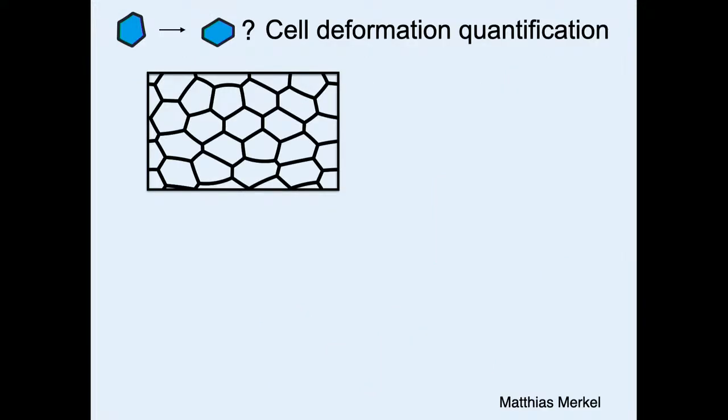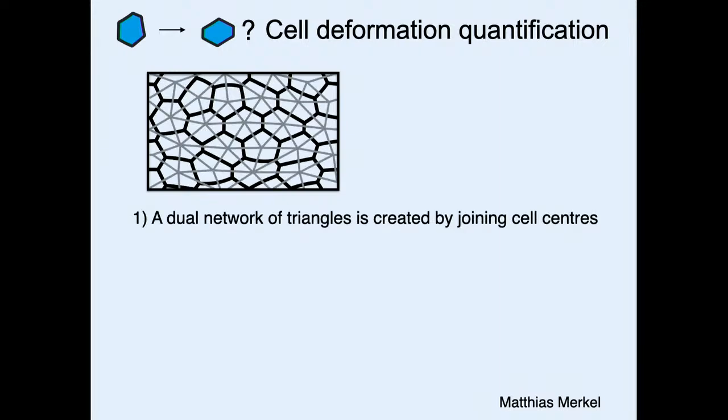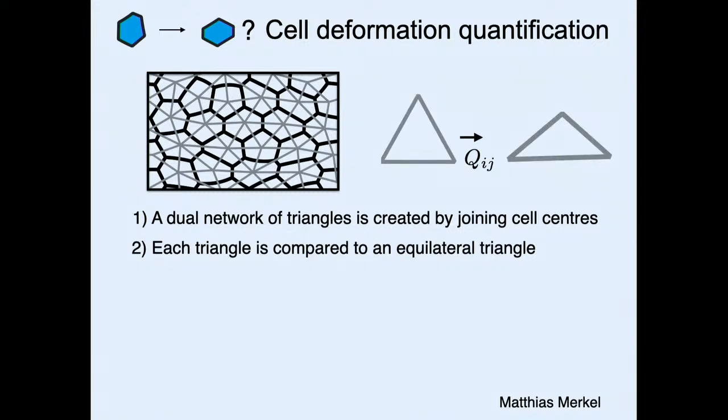How should I quantify on average how each cell deformation is happening over time? That is a little more complex, but thanks to Matthias, he found a very nice way, and the idea is the following. You have this network of polygons. What you do is construct a dual network by connecting the cell centers, and the dual network of this polygonal network is a triangular network. So now you can ask how each polygon has changed from some reference polygon, which is an equilateral triangle.